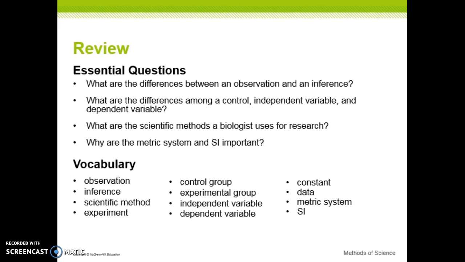Take a note of your vocabulary, which we've already reviewed in this session, and be prepared for the test coming up soon. See you tomorrow.